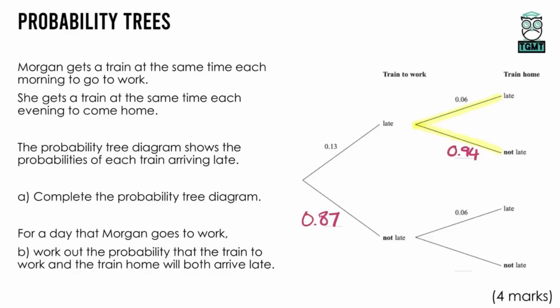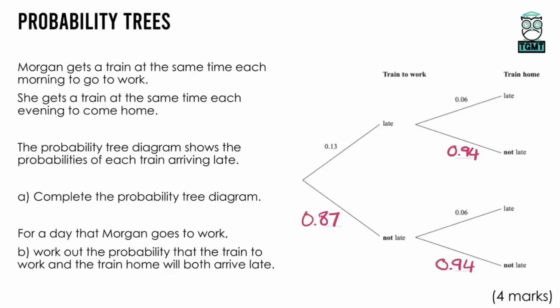Now the branches below are exactly the same, so this is 0.94 as well. So there we go. It's always nice when both those branches are the same, it just speeds up that process a little bit. Now it says here, for a day that Morgan goes to work, work out the probability that the train to work and the train home will both arrive late.